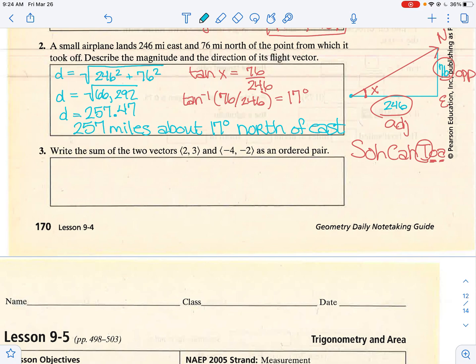Okay, last question, and it's just adding vectors. So we need to add (2, 3) plus (-4, -2). So we're going to add the x values, 2 plus -4, and add the y values, 3 plus -2. 2 plus -4 is -2, and 3 plus -2 is +1. So our resultant vector would be (-2, 1).